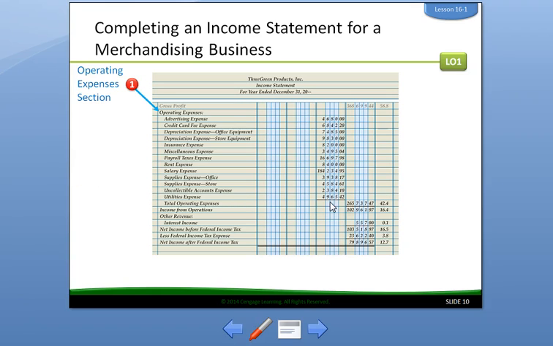So we're going to list all of the account titles from our trial balance, and then all of the values in the third column. The amount of each expense account balance in the third column. And then we're going to write total operating expenses. Total operating expenses, add all of these up, and write it in the fourth column.